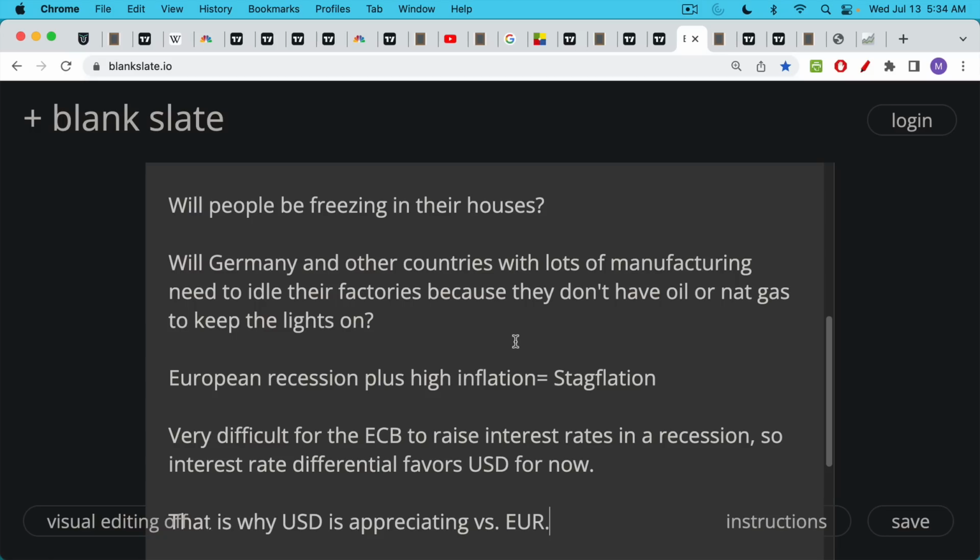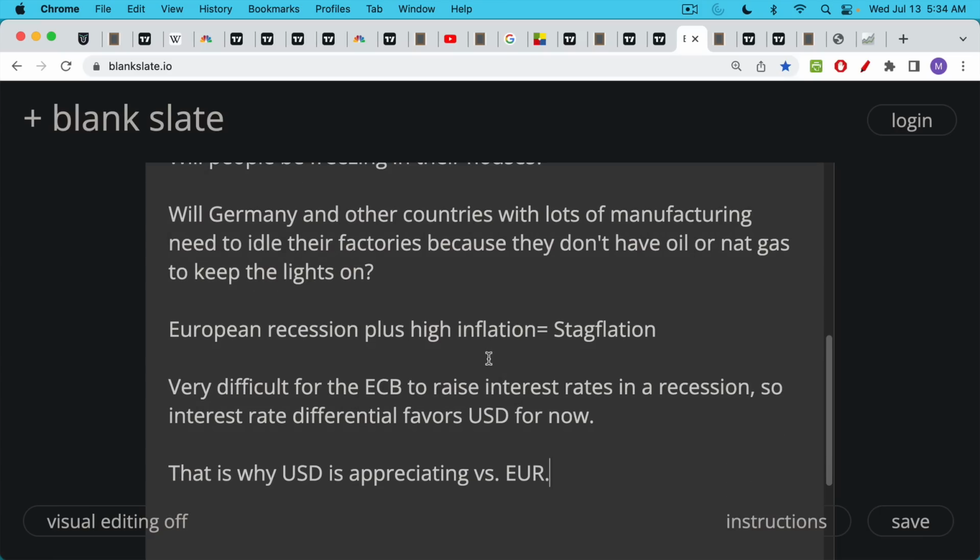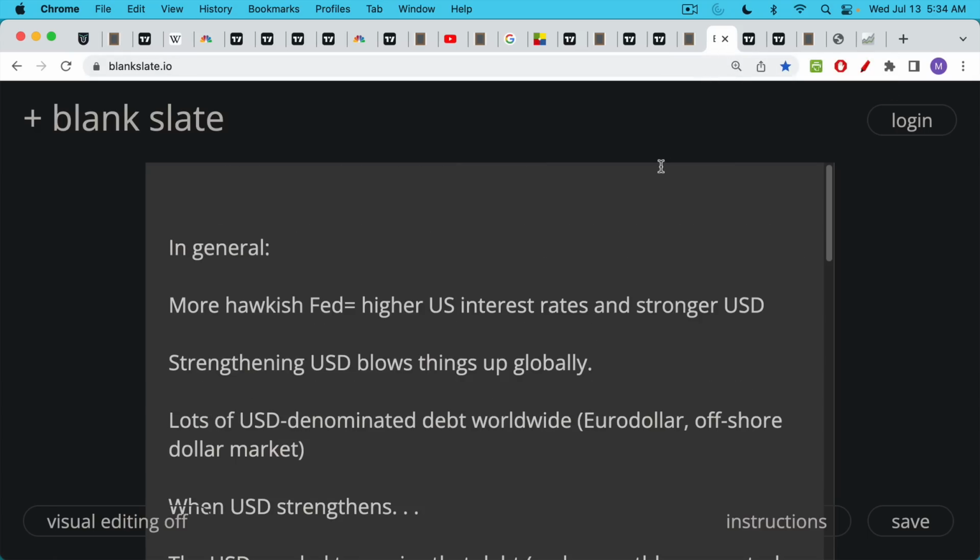And it's usually the currencies with the higher interest rates that tend to appreciate, at least in the short term, or the currencies that have tightening central bank policy tend to appreciate against those that have policy that's less tight over the short term. So this is another reason why the US dollar is appreciating versus the euro. In general, when you have a more hawkish Fed, this means higher interest rates, which, as we just said, means a stronger US dollar. A stronger US dollar tends to blow things up globally.